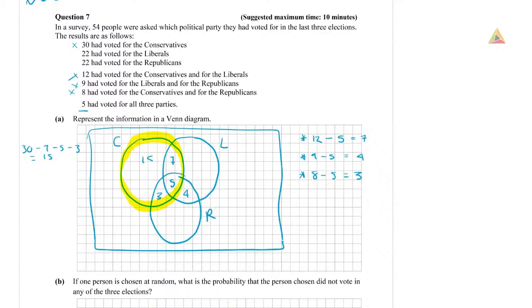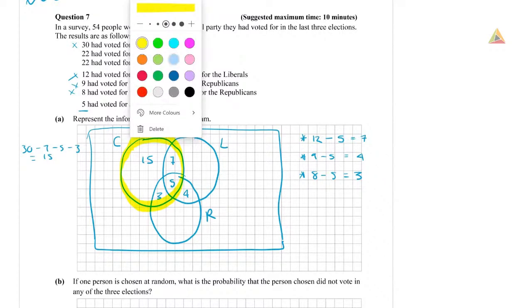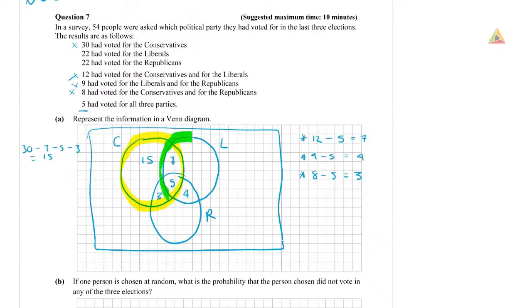So 15 goes here. Then if we look at, let's use a different colour here now, the Liberals, so everything that is in this circle here. So we're told the Liberals is 22. So that calculation, so it's going to be 22 minus 7 minus 5 minus 4. And when you put that into the calculator, you'll get 6. So I'm going to put 6 in here.